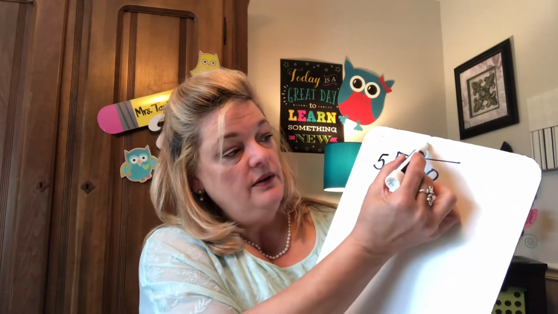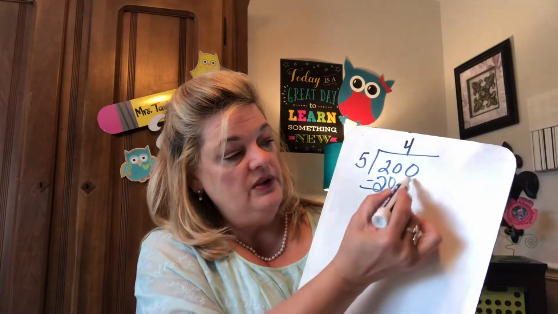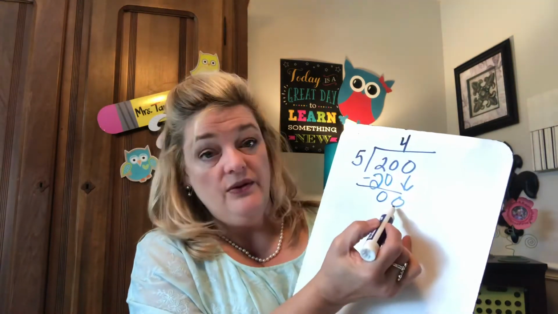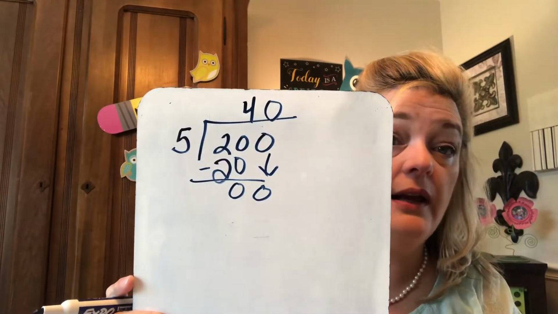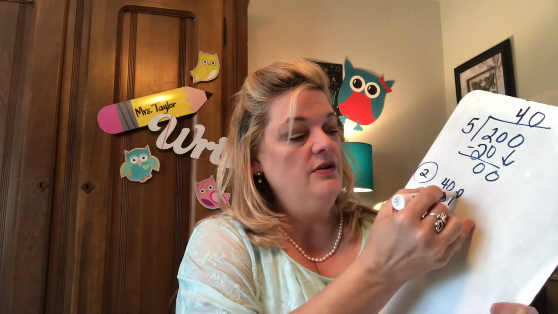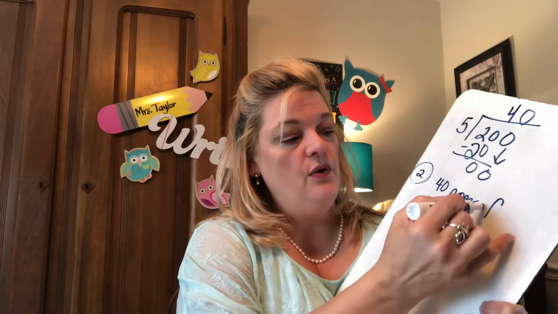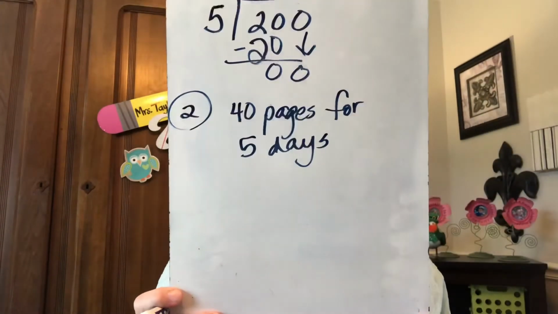5 goes into 20 4 times. 5 times 4 is 20. When I subtract, I get goose egg. Bring down my other goose egg. 5 goes into goose egg zero times. So how many pages will she be reading every day? So you would say, this is number 2 we're working on, 40 pages for 5 days. She needs to finish the whole book. Oh, Miss Taylor, I think I get it. It's early in the morning, but I think I get it. All right. So let's look at number 3.